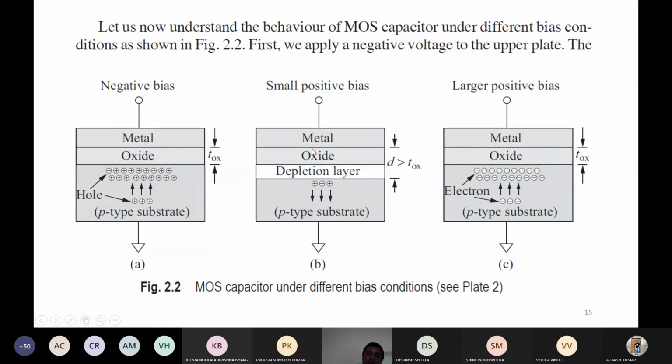Obviously, this positive bias can attract the electrons, the minority charge carriers present in the p-type substrate, but it is not enough. The bias is not enough because very few minority charge carriers are present, and it requires a certain voltage. So if a larger positive bias is applied, it will attract all the minority charge carriers present in the p-type substrate, and they will be electrons.